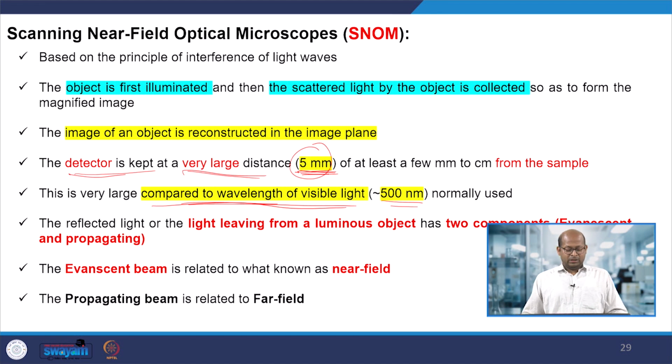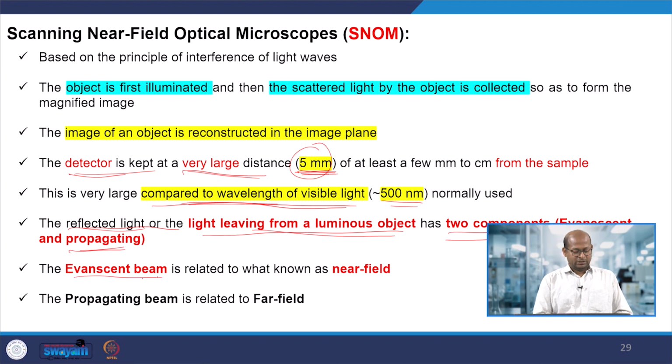So in this case, when light falls on the surface of a material, the light that leaves the surface of the particles, that is, the reflected light coming out from the surface that illuminates the object, has two different components. One is evanescent and the other is propagating. Two different modes of the components are present.